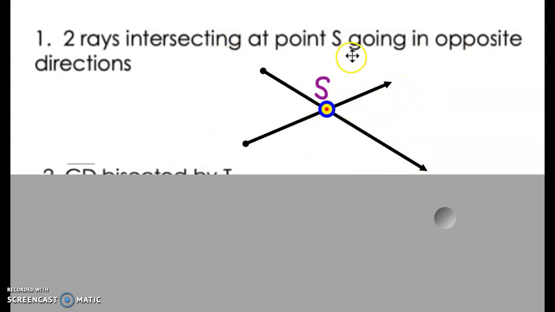They're crossing or meeting at point S, and they're going in opposite directions. If you look, one ray is going up and one ray is going down. One has positive slope, one has negative.